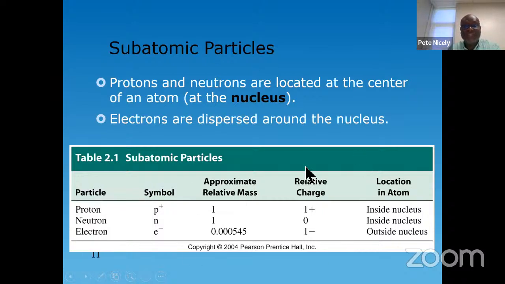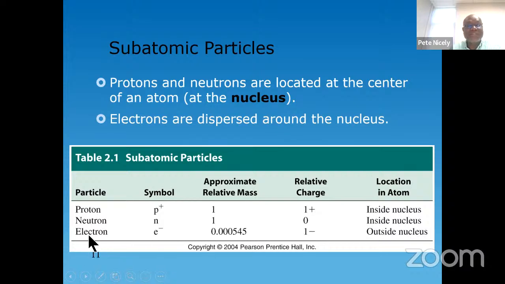So this table here basically summarizes the nature of these particles. For the proton, this is a symbol that is oftentimes used for the proton. The approximate relative mass is 1, and the relative charge is +1. And of course, it's located in the nucleus. The neutron, represented by the letter N here, has about the same mass as the proton. However, unlike the proton, it has no charge, and it also resides in the nucleus.